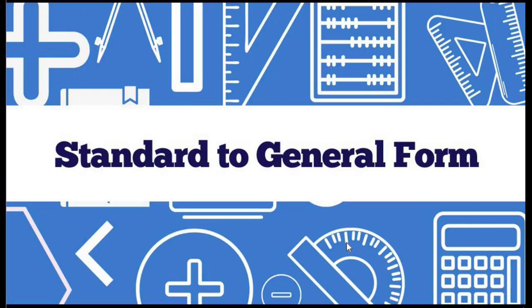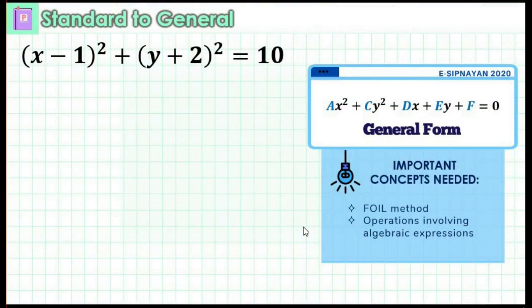Now that you know how to transform general to standard, let's now do the vice versa. And this is the first example. I have again written here the important concepts needed. The first one is the FOIL method, definitely, and again, operations involving algebraic expressions. So for you to be able to remember what to do when transforming standard to general, just think of the word expansion, meaning we are simply going to expand this standard form.